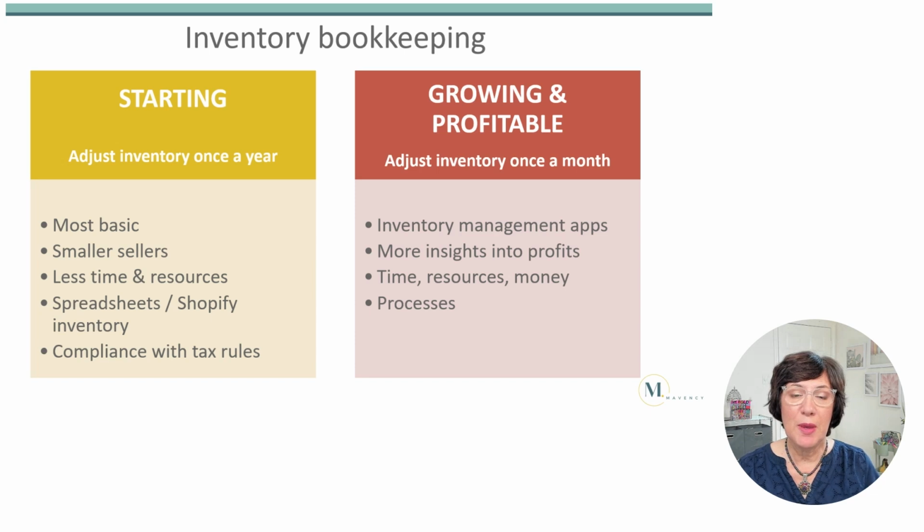For inventory bookkeeping purposes, whether you're starting or growing, you need to think about what would make sense for you and your business. So if you're just starting out, you may consider adjusting inventory only once a year. This is the most basic way of tracking inventory. It's really a good fit for smaller sellers. When you have less time and resources, you may be using spreadsheets, maybe using Shopify inventory to track your inventory. And really your main goal is to be compliant with tax rules.